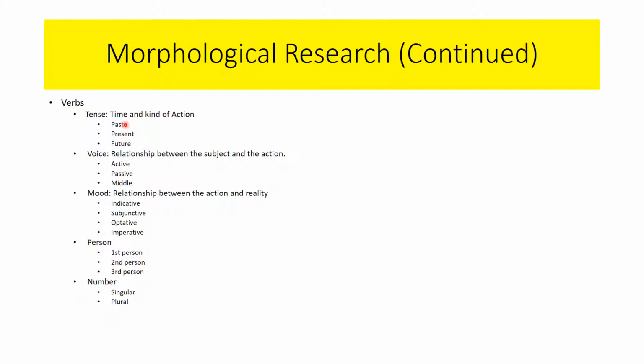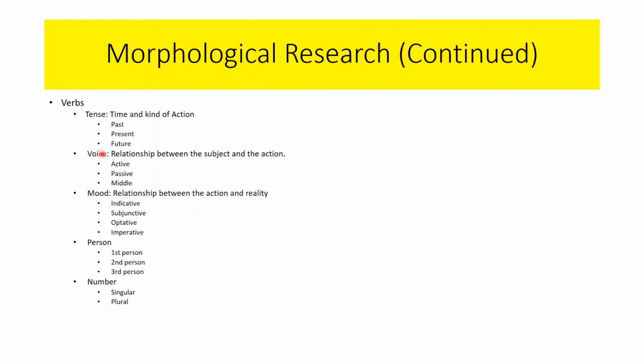In Greek, the word ending changes. Instead of, it's luo, luais. Those endings change in Greek, but it's the same thing, time and action. So verbs change in all languages, past, present, and future. Other languages have other tenses, but in English we have three here: past, present, and future. But verbs also change in voice.